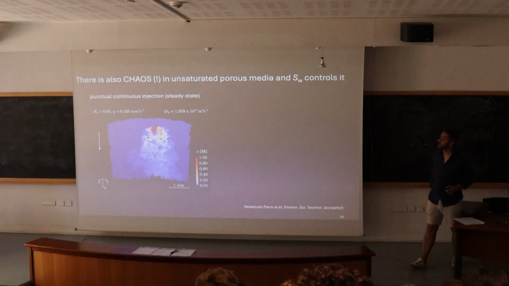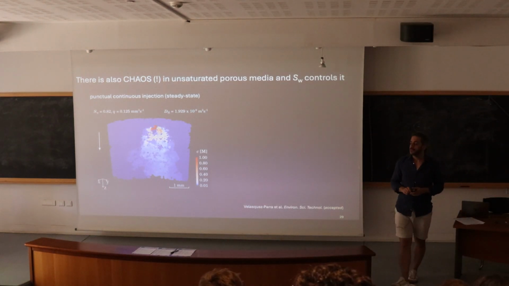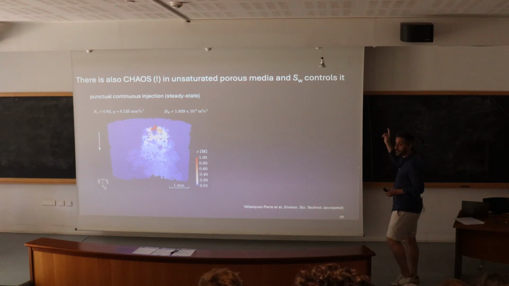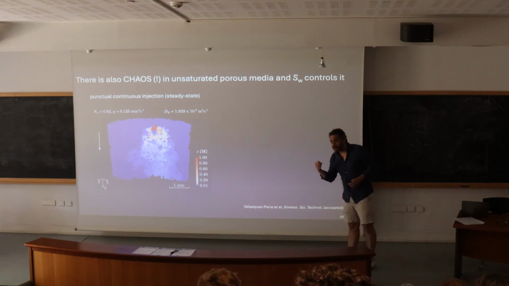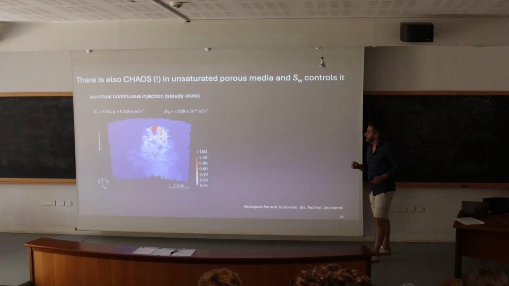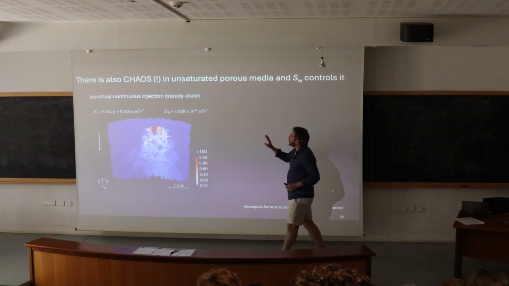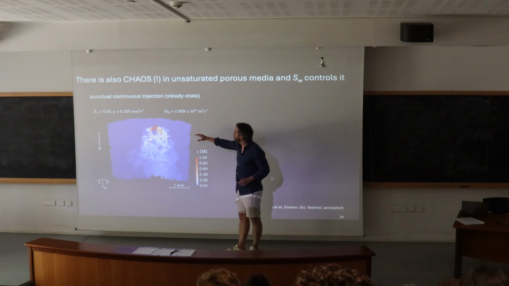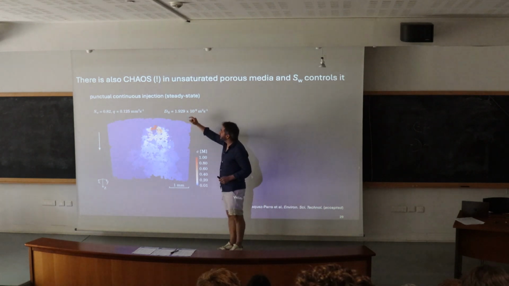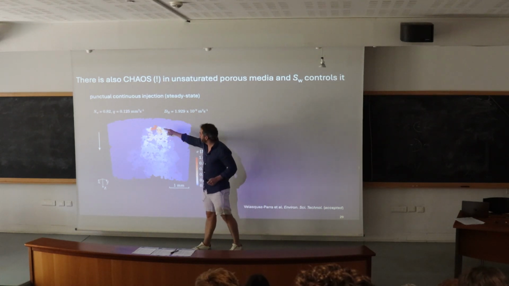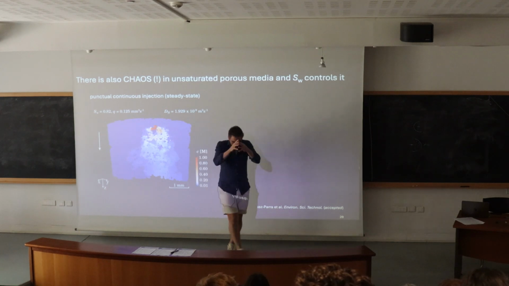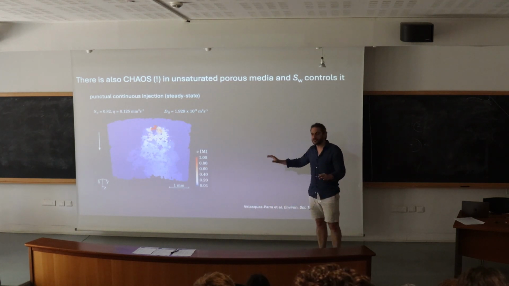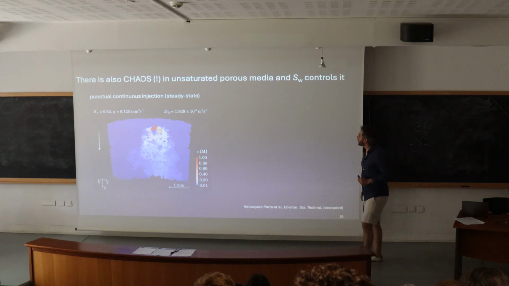As mentioned, we have chaos also in unsaturated porous media, and of course, saturation controls the strength of this chaos. Let's start from the beginning. Same porous medium that I showed you before in 3D in the animation, and now we have a classical molecular diffusion, and then we have a punctual injection, and then we have our plume. Okay, this is a steady state, continuously injected dye.